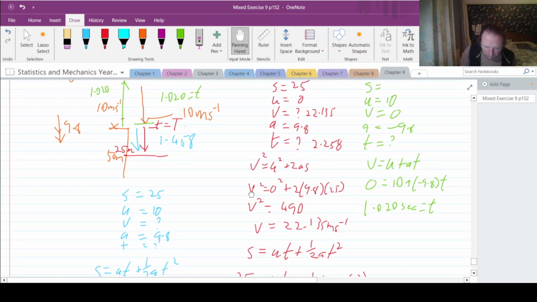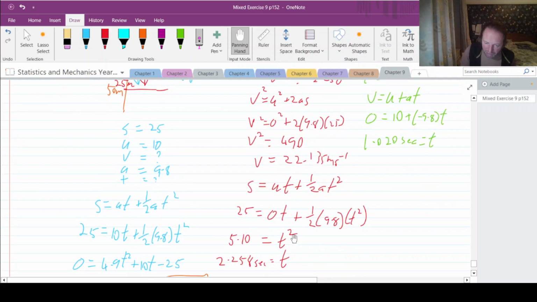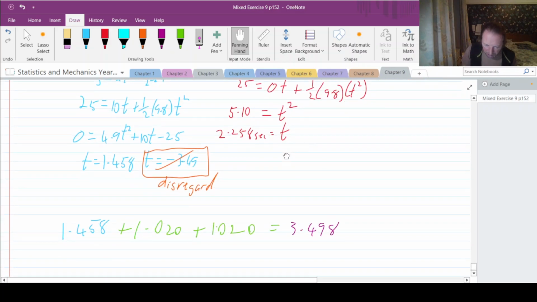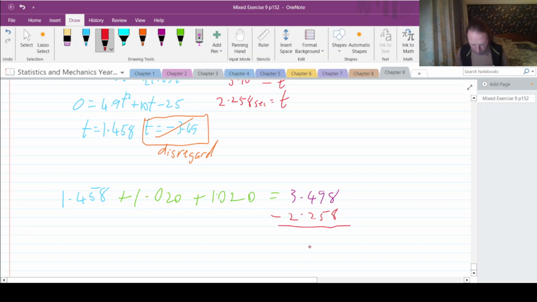The other ball, was it the red arrow? It took a time of 2.258, if you remember, from this calculation here. So the red ball took 2.258 to get to the same point, and so the difference in those two times, 3.498 minus 2.258, gives me 1.24, and that must be how long you have to wait before you drop that red ball, which means 1.24 seconds is big T.